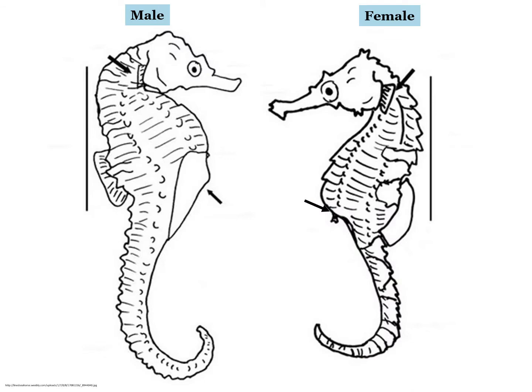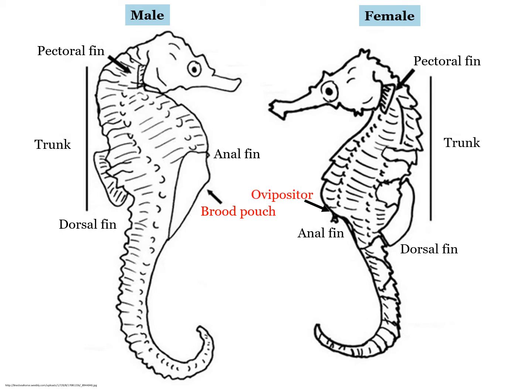Alright, just a bit on the reproductive organs of the seahorse. Let's focus on the brood pouch of the male and the ovipositor of the female. The brood pouch is a pouch located at the ventral side of the male seahorse. During mating, the female seahorse inserts her ovipositor into the male's brood pouch and deposits her eggs into it.